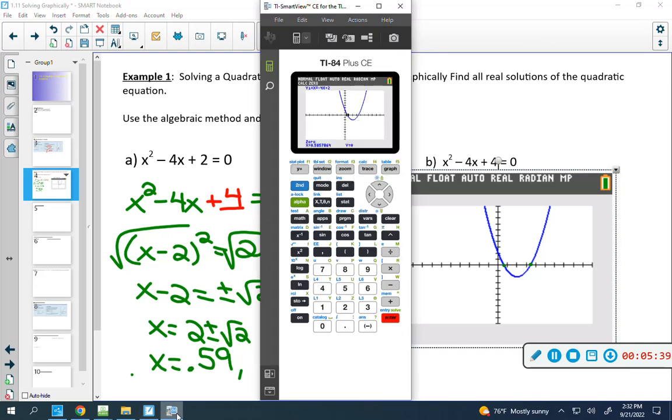Now, to get the second one, you have to do that same process. So let's practice again. I've got to do second, trace, number 2. Now I'm going to right arrow and cursor them closer to that point. I'm going to leave the cursor below the x-axis somewhere.